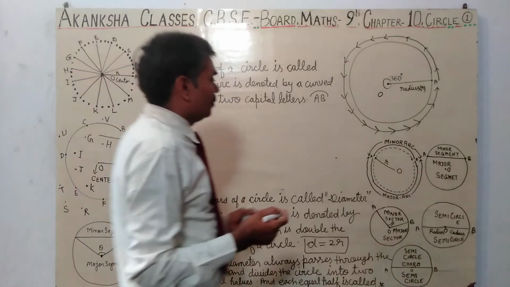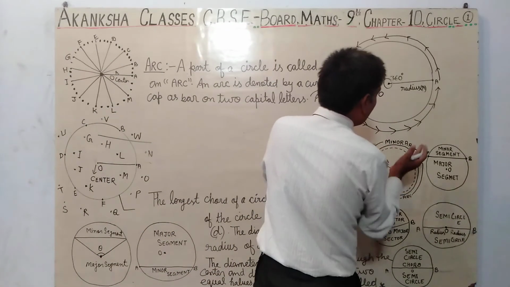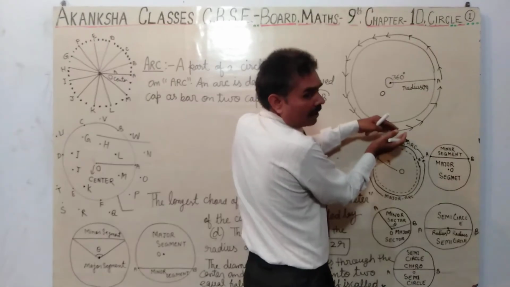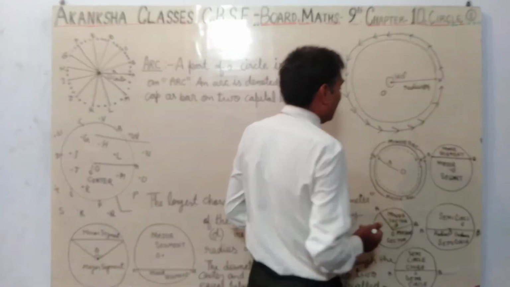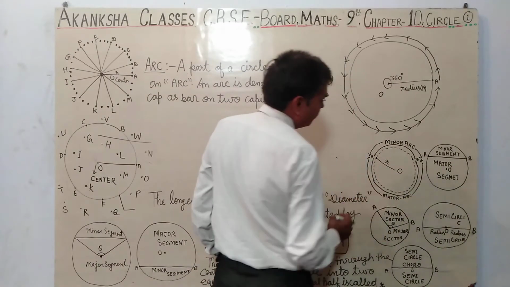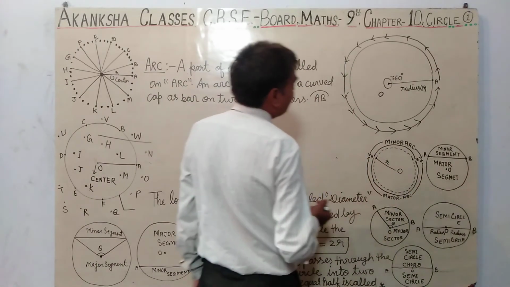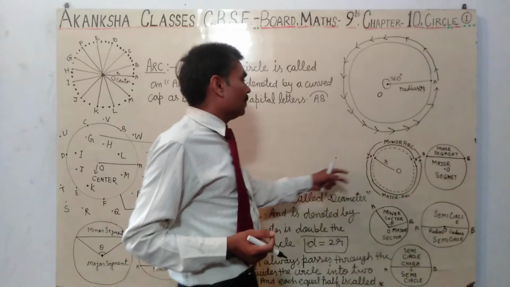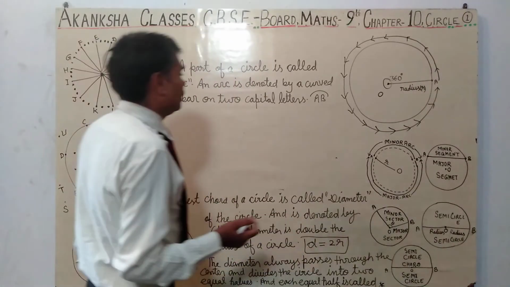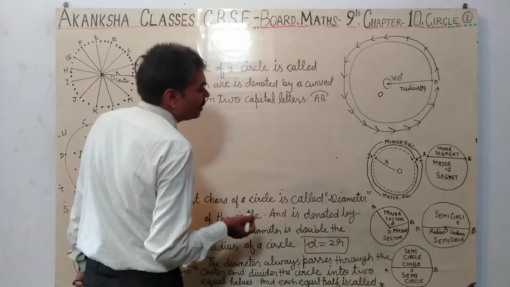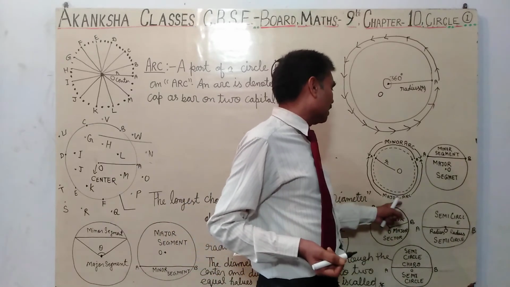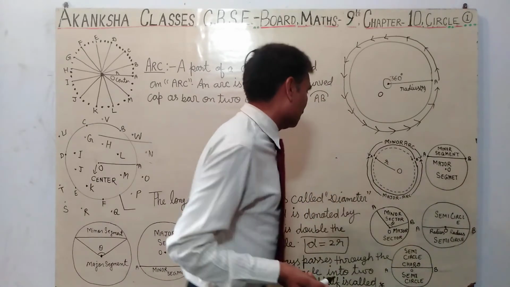Now the part of a circle may be half, or one greater and one smaller. If the parts are equal, it is a semicircle, but if the two parts of a circle are not equal, then the smaller part of a circle is called the minor arc, while the bigger part of a circle is called the major arc.